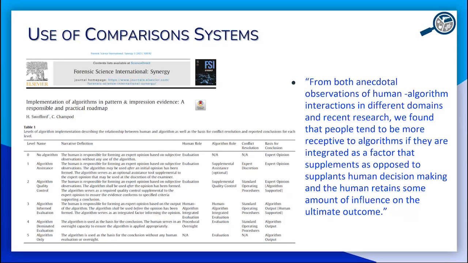And they note in this article that we humans are very cautious about just handing over the wheel to the algorithm only. But if we integrate it as a supplement to human decision-making, we're much more likely to trust the outcome. And I think that's the right approach.